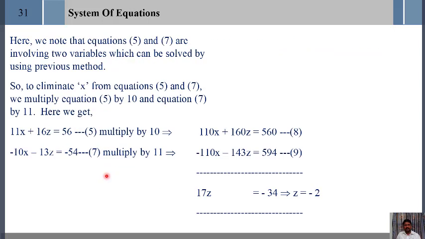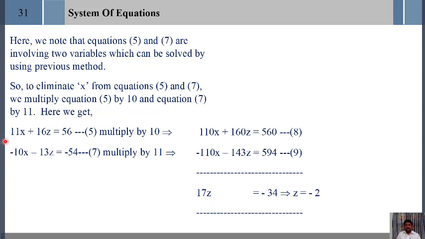Now solving equations 5 and 7. Equation 5 occurs in two variables x and z. Equation 7 occurs in two variables x and z. Now solving these two equations, we can successfully eliminate one variable by equating the coefficients. We can successfully eliminate x, not z.